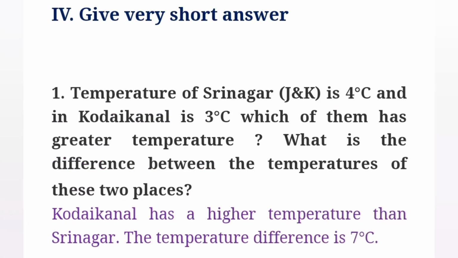Fourth Roman letter, give very short answer. First one, the temperature of Srinagar, Jammu and Kashmir is 4 degrees Celsius and in Kodaikanal is 3 degrees Celsius. Which of them has greater temperature? What is the difference between the temperatures of these two places? Answer, Srinagar has a higher temperature than Kodaikanal. The temperature difference is 1 degree Celsius.